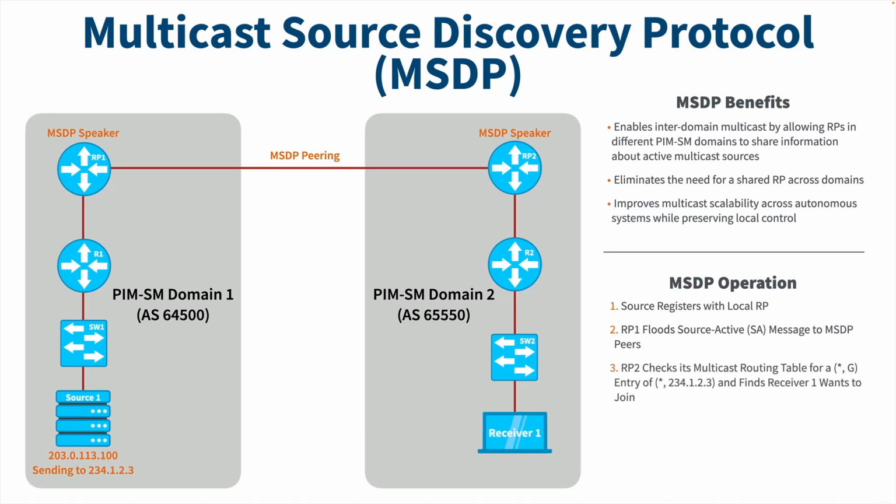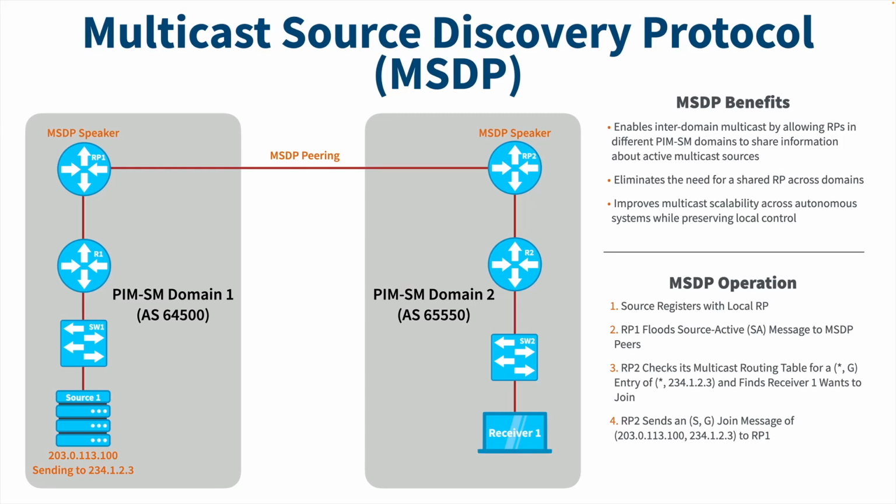And RP2 is going to check its multicast routing table to see if there's a *,G request to join the group of 234.1.2.3. And let's say that we find that receiver 1 in domain 2 does want to receive traffic for that multicast group. And that's going to be possible with MSDP. So what RP2 is going to do, it's going to send a *,G join message back to RP1 in our domain saying, yes, I'd like to receive that traffic for the entry of 203.0.113.100, the source, sending to a group of 234.1.2.3.